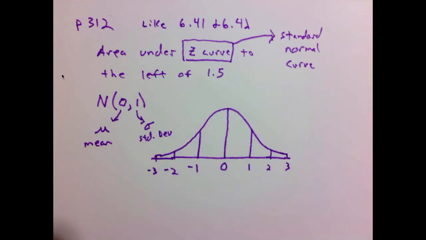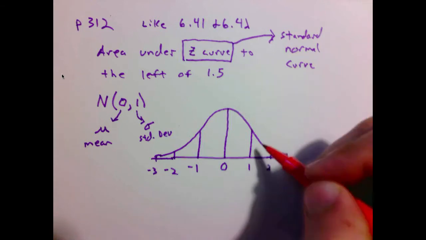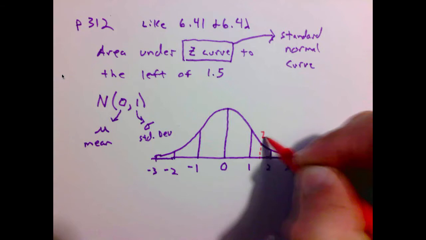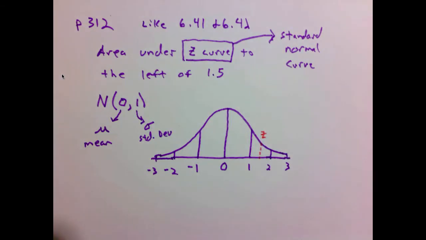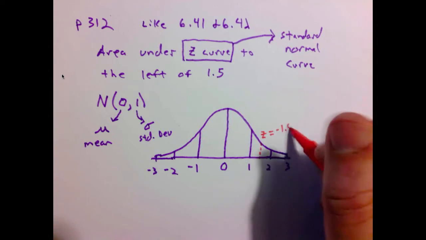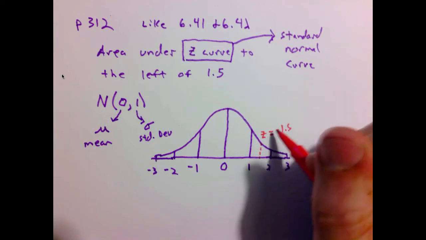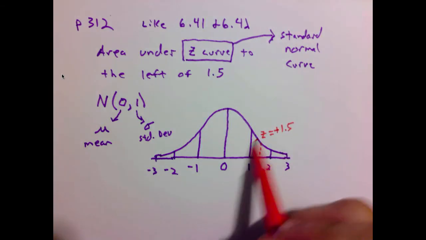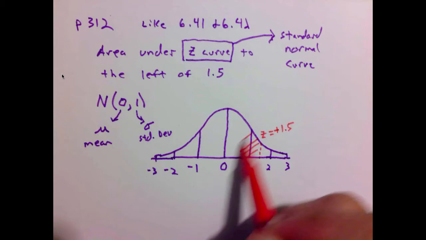I'll begin by marking that value on my normal curve. So here is the value I'm interested in. This is a z. That is negative 1.5, pardon me, 1.5, positive 1.5. And we want the area to the left, so I'm going to shade this area. This is what we're seeking.